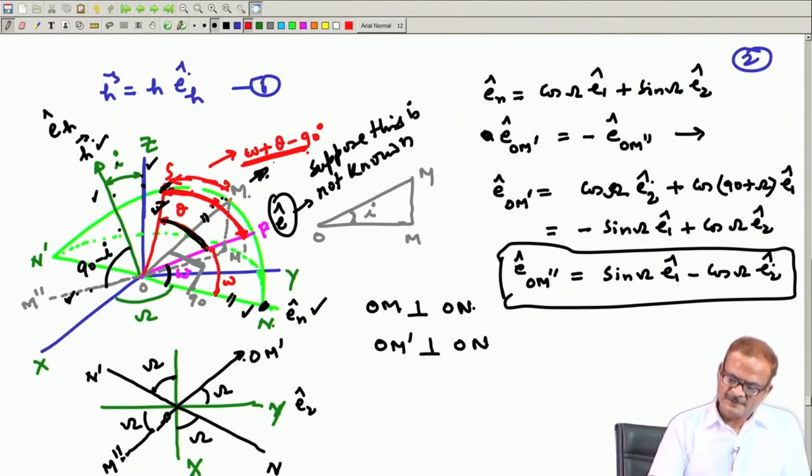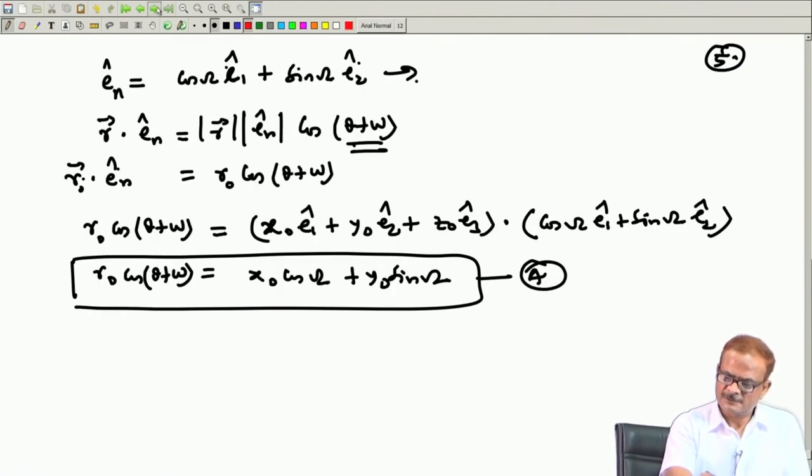So, omega plus theta minus 90 degree. If we know this angle, and we are aware of the vector along the OM direction, we will be able to work out another way. So, here again we write r 0 dot e cap OM.